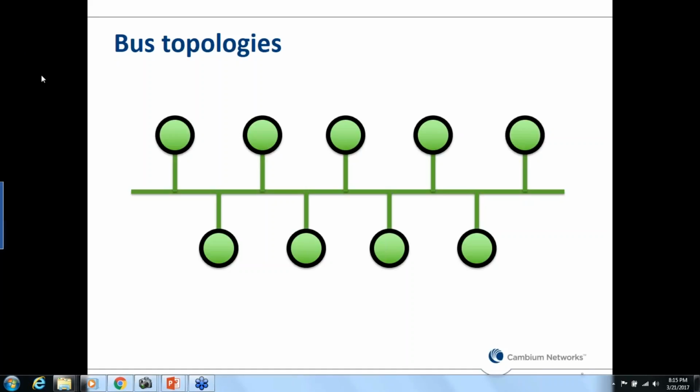So this one is more specific to wired, but there are many examples in the following topologies where they could be either wired or wireless, and I'll explain those as we go through. Does that answer the question?